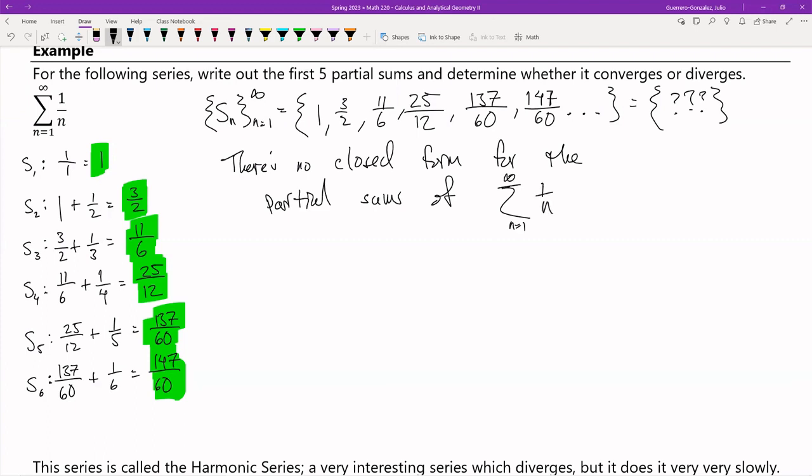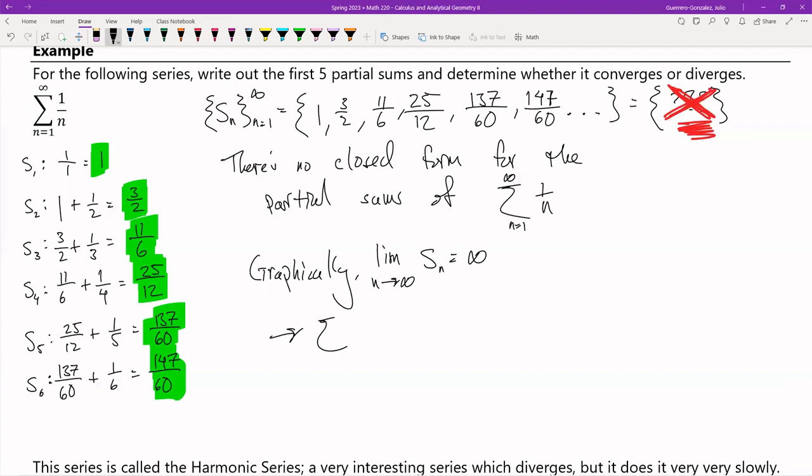The sum from n equal 1 to infinity of 1 over n. What I'm trying to say is this. In the previous example, we had a formula for all those question marks, and from there we made a conclusion. Unfortunately, for this particular sequence, that formula does not exist. However, what I will do is this. Graphically, we can see that the limit as n goes to infinity of S of n is equal to infinity. So what we get to say is that the sum from n equal 1 to infinity of 1 over n diverges.